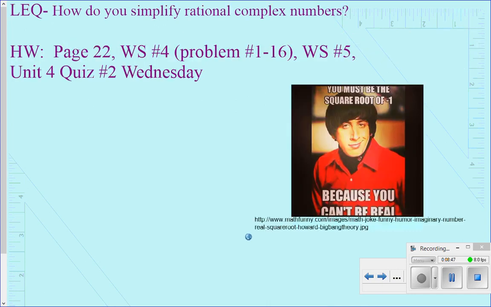Now that was it for examples for today. The rest of class was given to work on these problems. So you'll need to finish up page 22. That's the page we were just working on. And then in Unit 4 in your worksheet booklet, you're going to do worksheet 4, problems 1 through 16, and you're going to do all of worksheet number 5. You do have a quiz coming up later this week on Wednesday on everything we've covered in Unit 4.